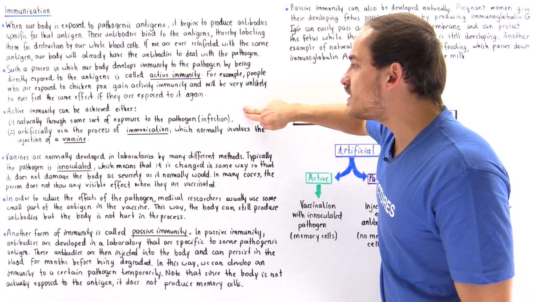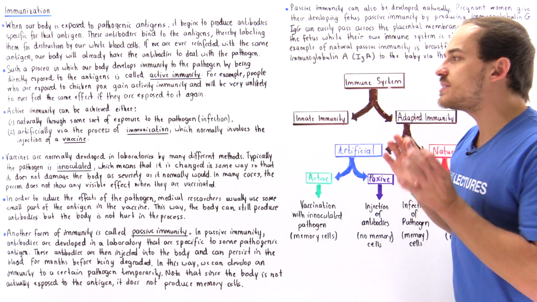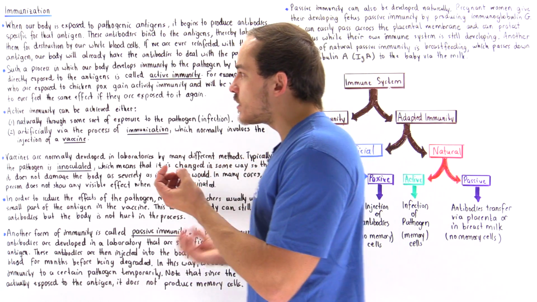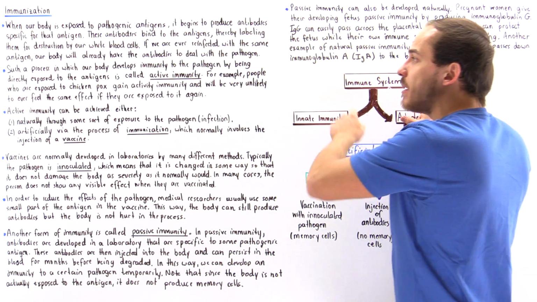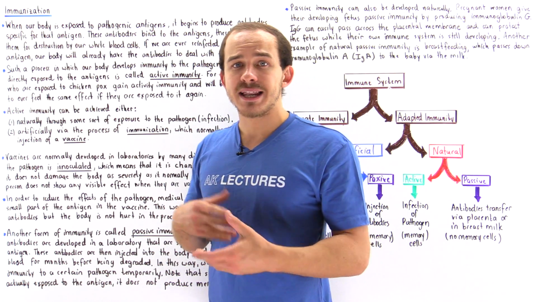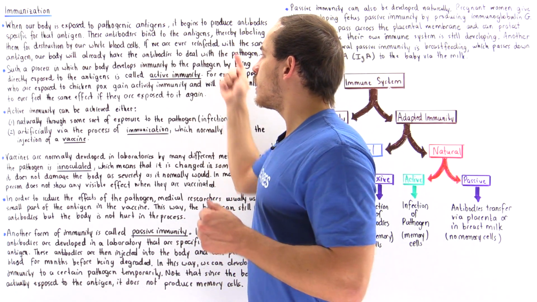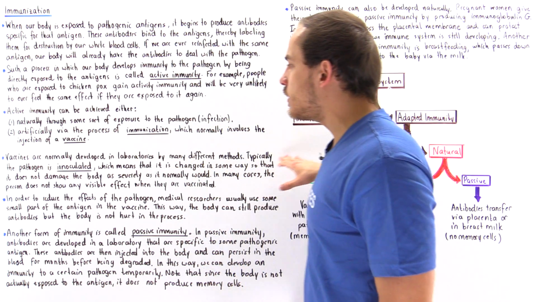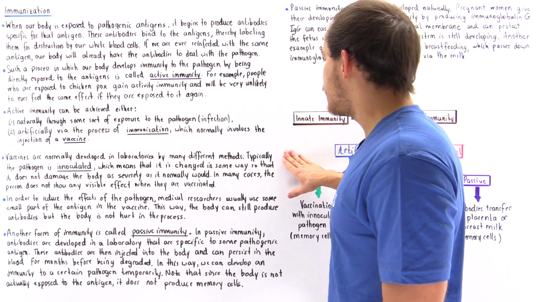Now, in both of these cases, in the natural case and in the artificial case, we obtain the same exact result. We essentially either inject or somehow obtain these antigens. Our immune system begins to develop antibodies as well as memory cells that contain a copy of that antibody in case we are ever reinfected. And that's how we develop something called active immunity. So vaccines are normally developed in laboratories by many different methods that we're not going to focus on in this lecture.